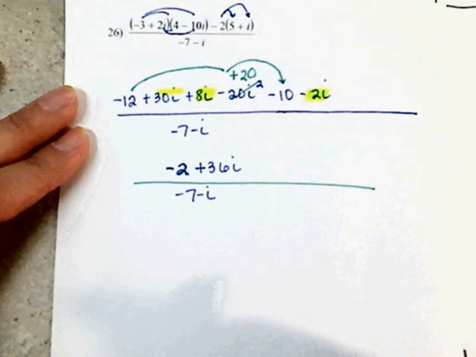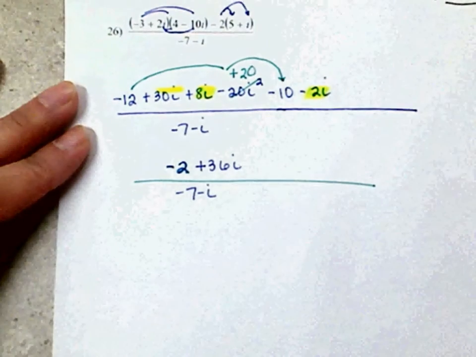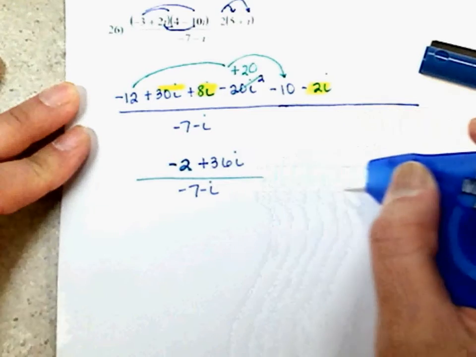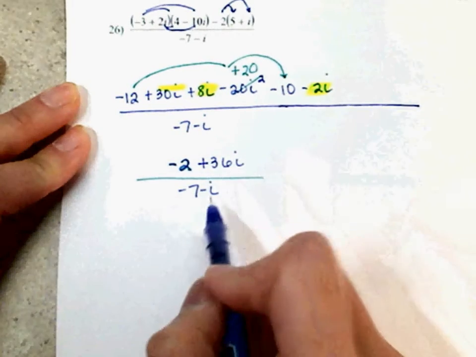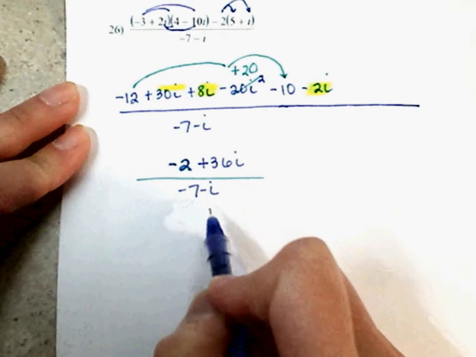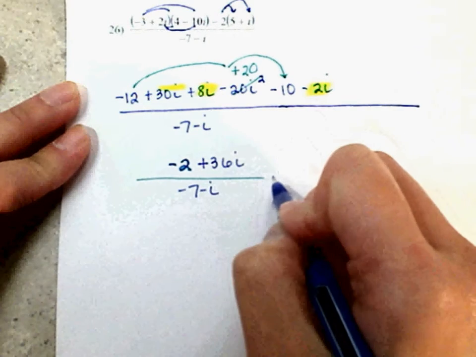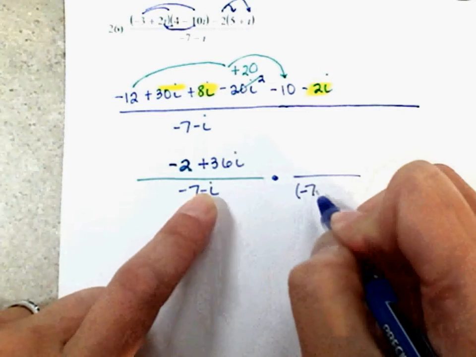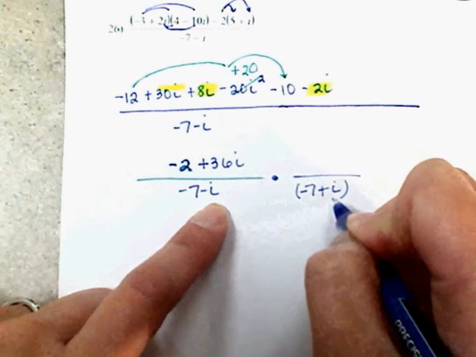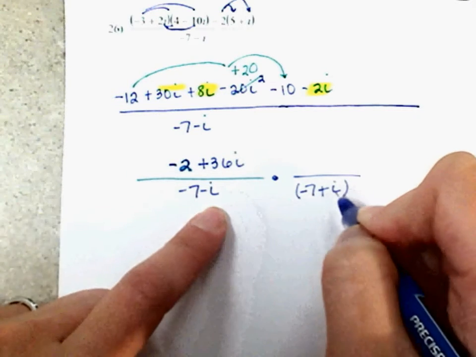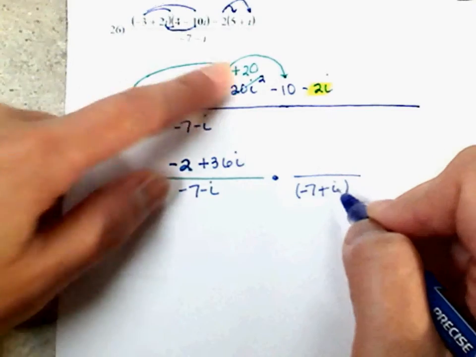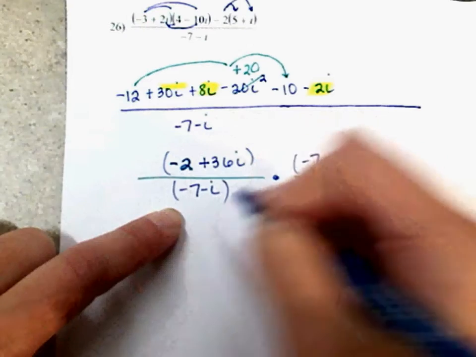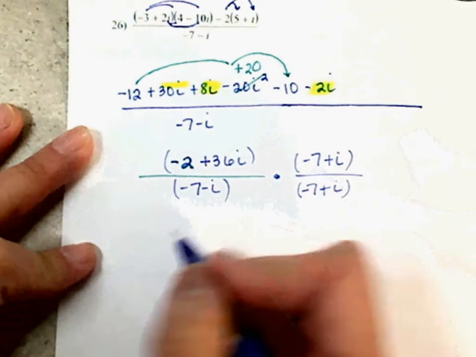Now if you look at the problem, you cannot leave your answer like this. If you look, what is down here that you can't have? An i. So you've got to get rid of that i. So I'm going to multiply by the conjugate. What's the opposite of negative i plus i? See the conjugate? Like you've been doing before. You just have to do it first up here before you can do this part. Negative 7 plus i. Does that look familiar to you? Yes. Keep going. Here we go.